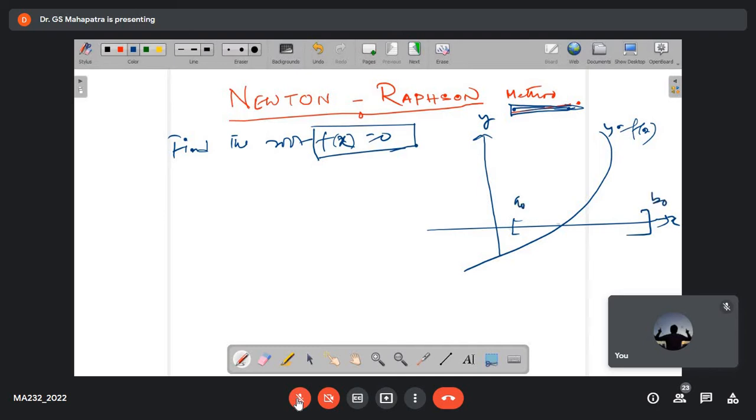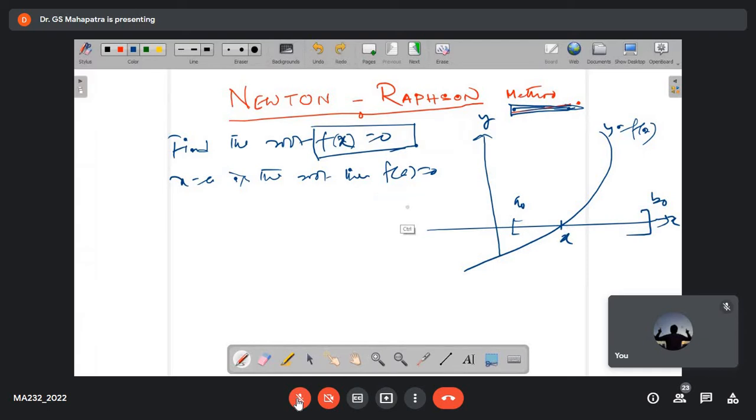Fine. So now you already know the concept that this is the solution. This is the x0, or this is the solution x equals a something. We have to find it. So x equals a, if it is the root, then f of a equals 0. You already know this concept.